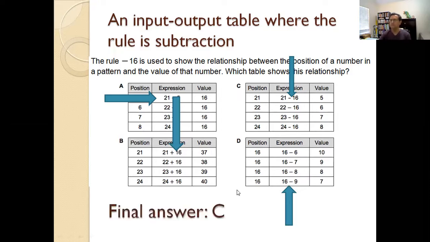Final answer, C. And this is everything about input-output table for today.